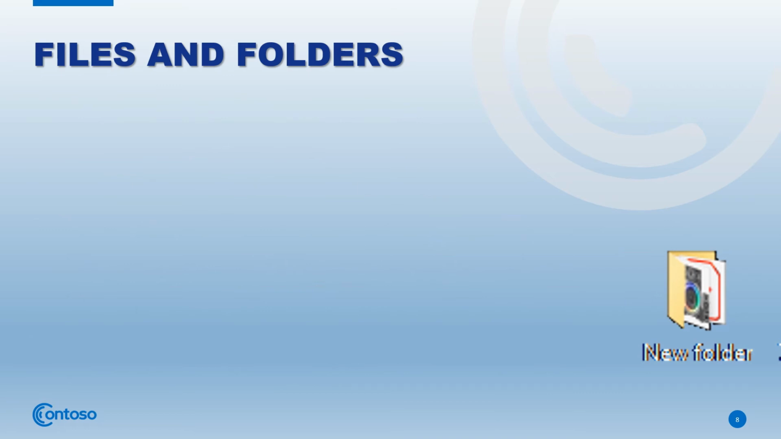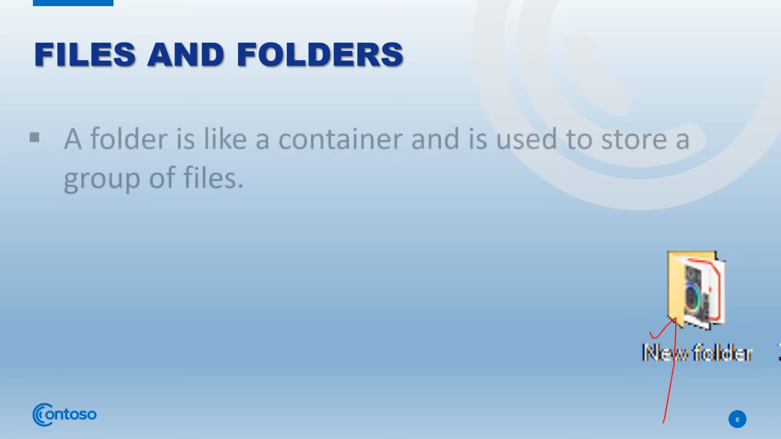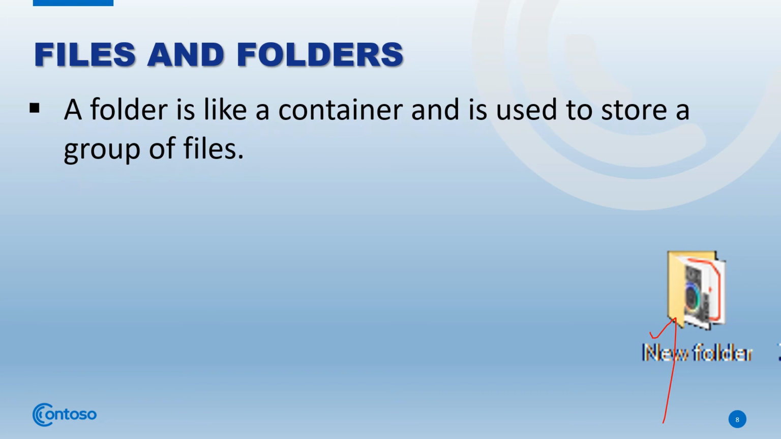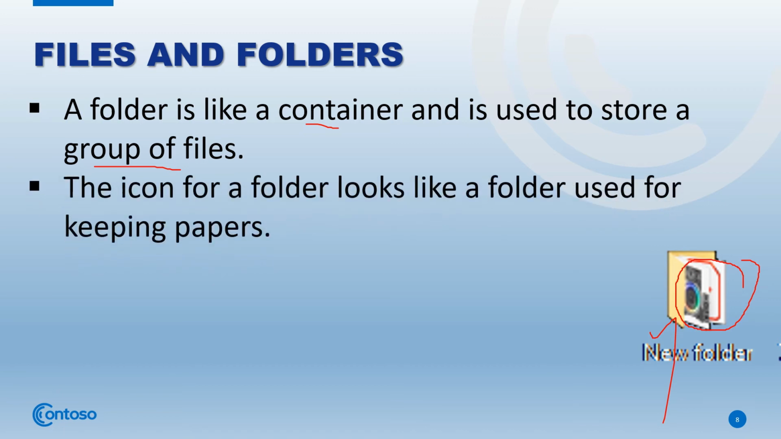And next we'll see what is a folder. Can you see the small pictures on the desktop? This represents a folder. A folder is like a container and is used to store a group of files. This picture indicates that there are many files inside. So files are inside a folder. The icon for a folder looks like a folder used for keeping papers.